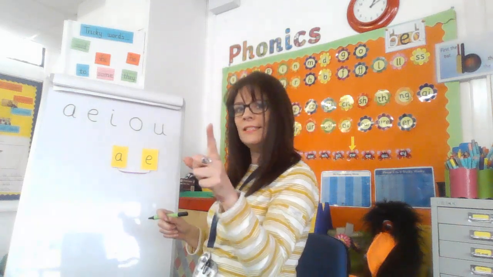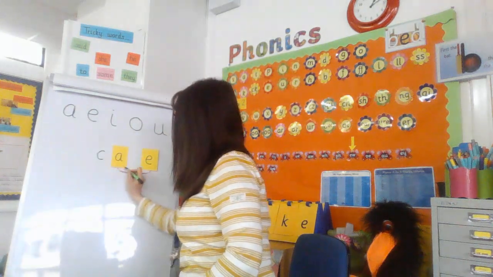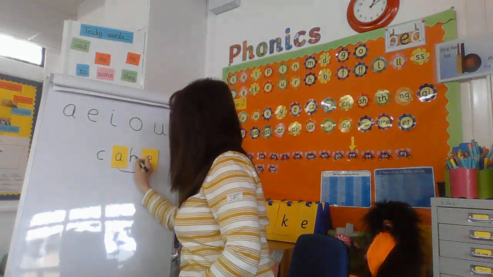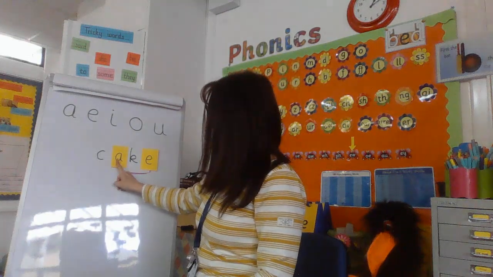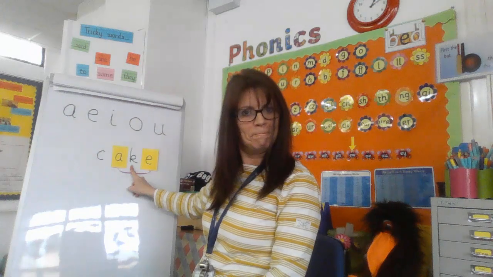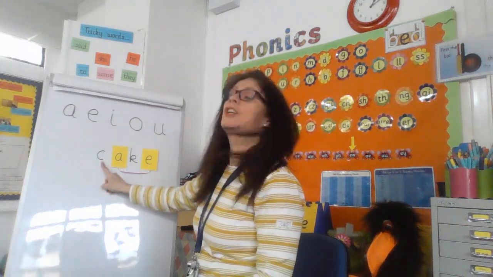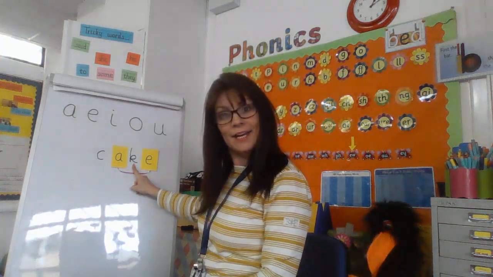Are you ready? I'm going to say a word. My favourite word, and anybody in 1D knows this, it's cake. This is how you write the word cake. A. Cake. You say the sounds. K, A, K, and the last sound is in the middle. Do it again. K, A, K, cake.